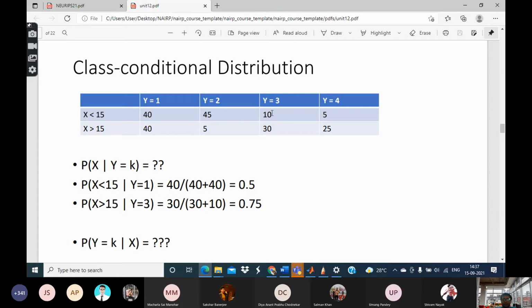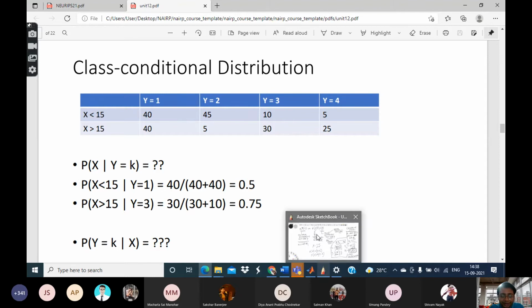Similarly, if I want to estimate this distribution, I will do the same thing. A total of 40 examples are there, 10 plus 30, for which y equal to 3. Out of these 40, 30 of them satisfy the criterion x is greater than 15. So 30 by 40, which is 0.75. So this way, for any given value of y, and for any condition on x, where x is either less than 15 or greater than 15, I can estimate the probability like this. So that means what?